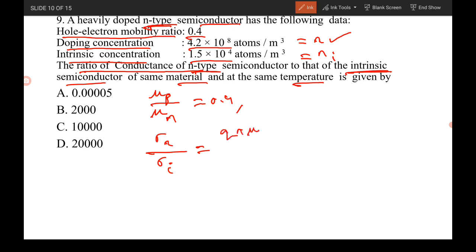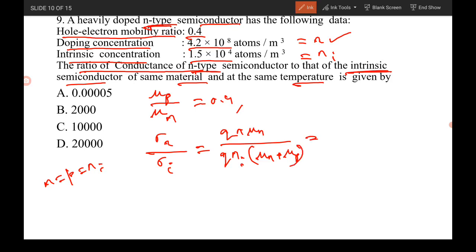So here we can directly substitute the formula, that is Q n mu n divided by sigma of I. So in sigma of I, your n is equal to p is equal to Ni. So we can take Ni common. So Q Ni, and in the brackets what we will get? Mu n plus mu p.